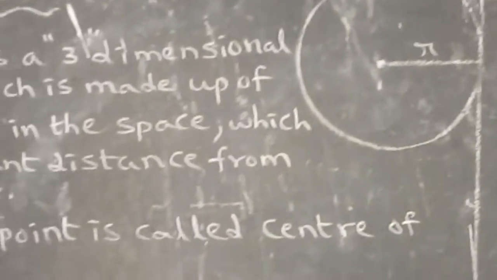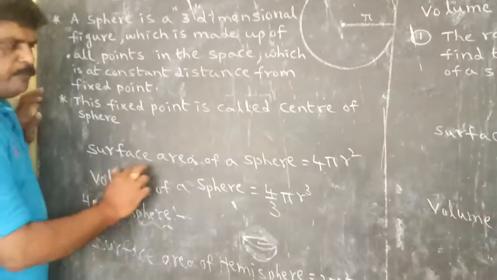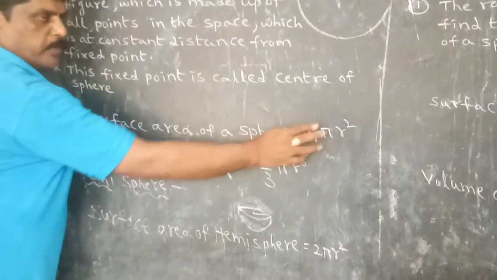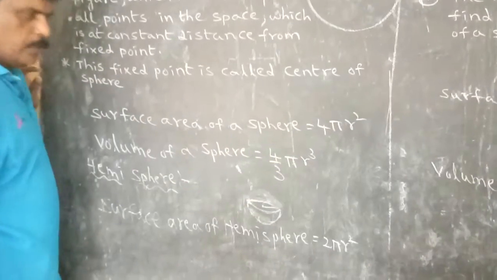So we have to learn about two formulas for the sphere. The surface area of the sphere is 4 pi r square and the volume of the sphere is 4 by 3 pi r cube. Okay.